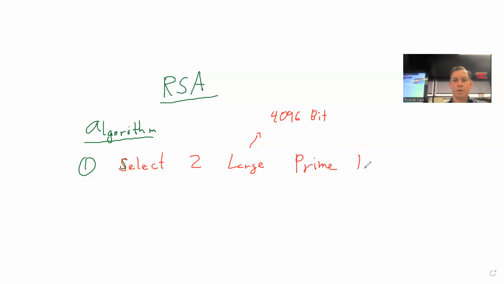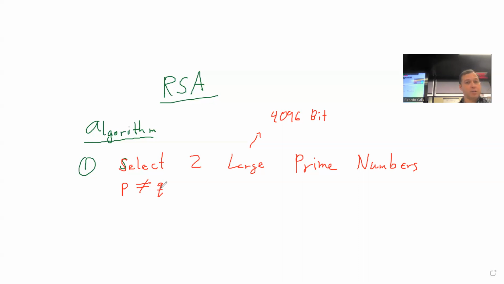Select 2 large prime numbers, P and Q. And we want to say that P and Q should be different. They should not be the same. So 3 and 5, or 3 and 7, would be very small prime numbers.